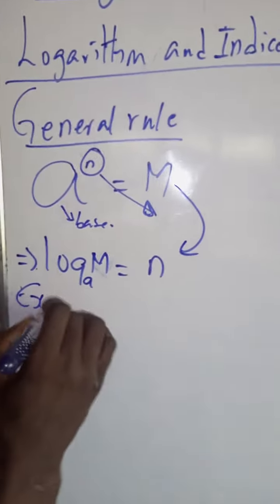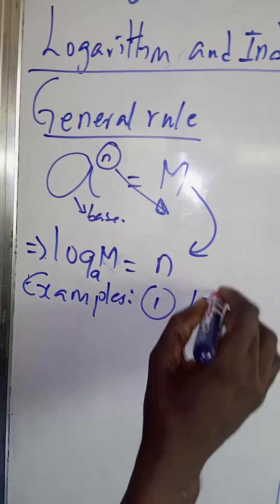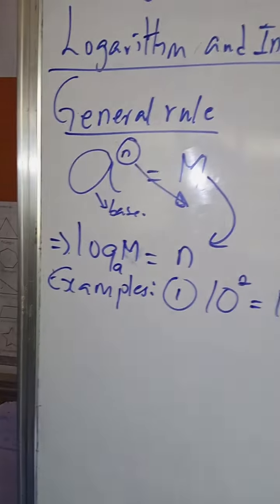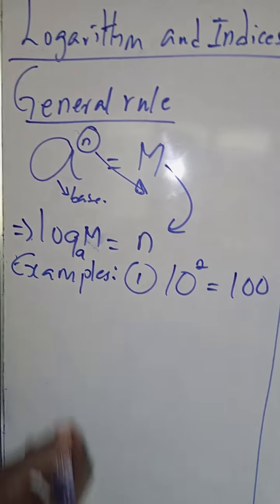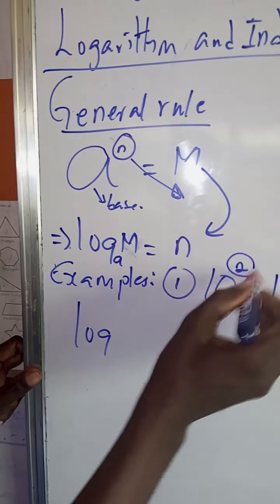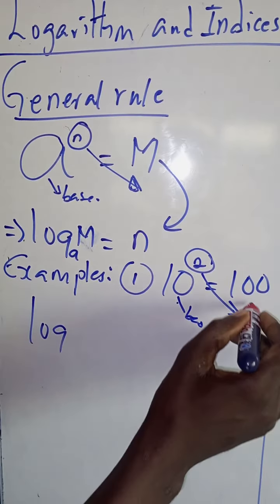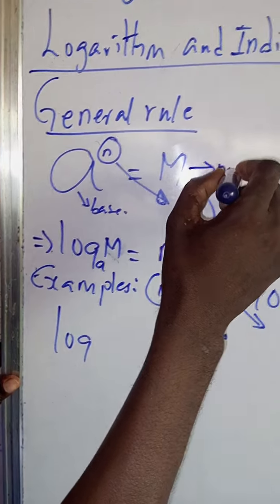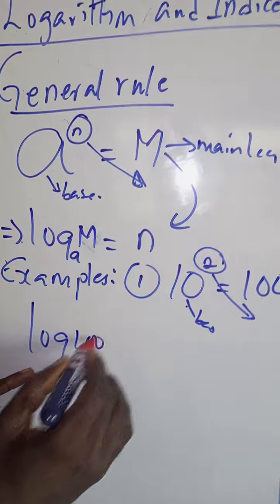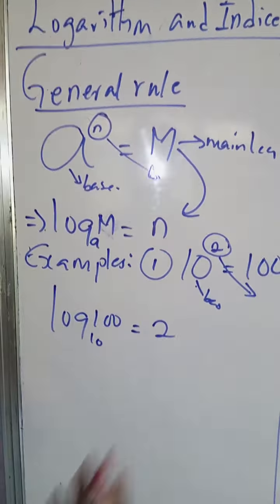Now let me give an example. Take for instance, we all know that 10 raised to power 2 is the same thing as 100. Now let's put it in log form and see if it's going to work. So if I want to put this in log form, like I said, this will come to the other side, while this will serve as the base, and this one will serve as the main log. So now my log will be log 100 base 10, which is equal to 2. Let's see if this one will give me 2.